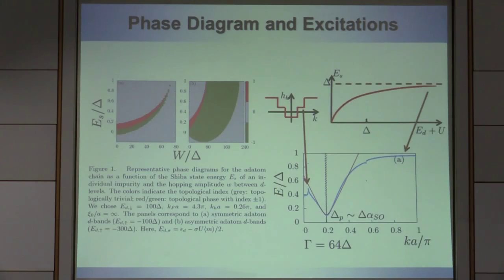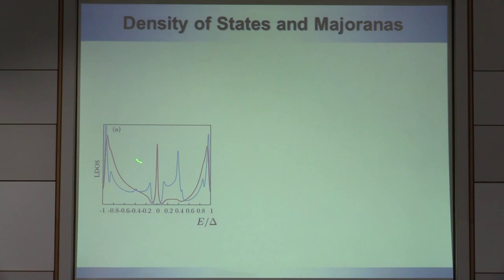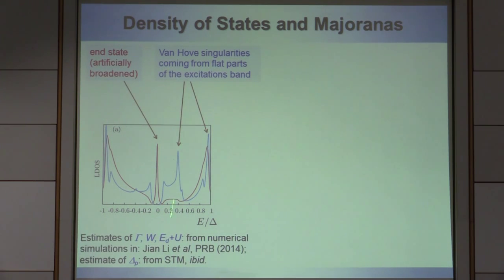So out of the spectrum, one can find density of states. The blue line here corresponds to somewhere in the middle of the chain. And as you see, there are lots of wiggles. This comes from this unusual spectrum, flat parts. But there are also strong van Hove singularities at the edges of the gap coming from the flattening of the spectrum. And the red one corresponds to the end state. This peak is broadened artificially. It should be a delta function. And it's coming from the Majorana state.